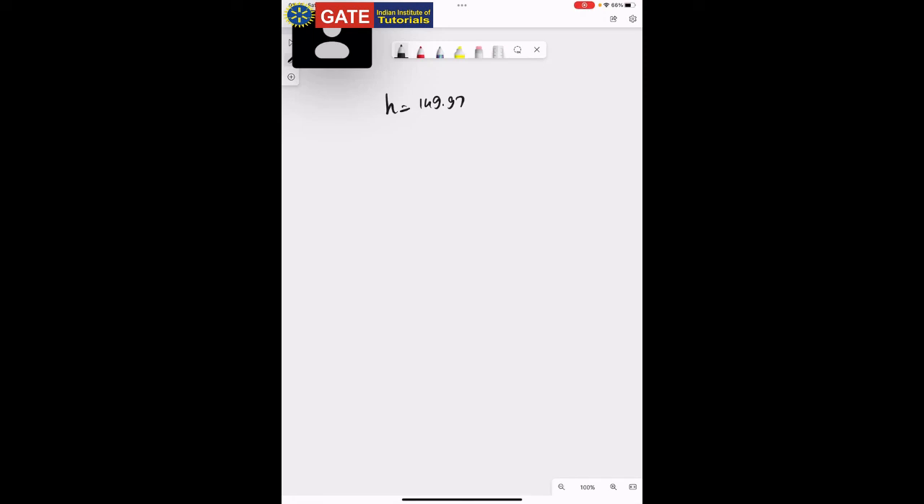Yeah. So your H value is 149.97 watt per meter square degree Celsius, and your T max is 100.281 degree Celsius. Clear until now? Yes, sir. Okay. So for sphere, I'm not going to derive the equation. I'll just tell you the final form of equation for it.